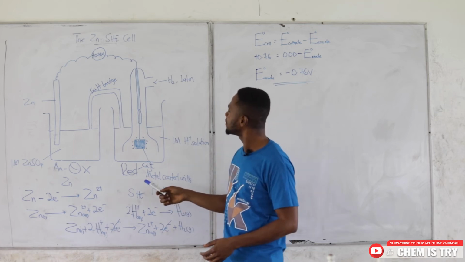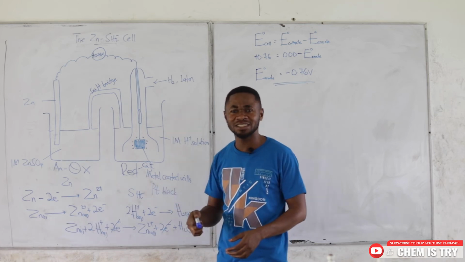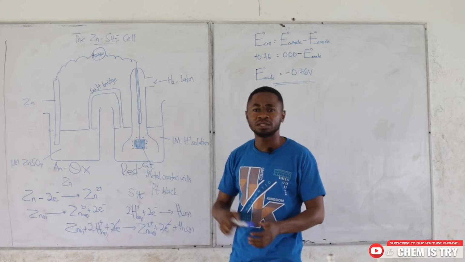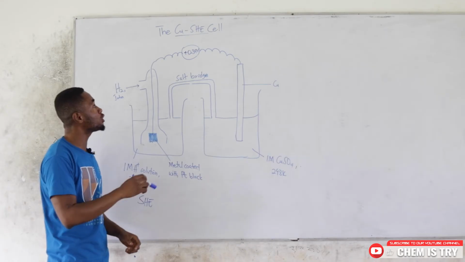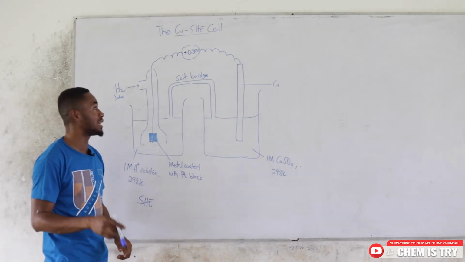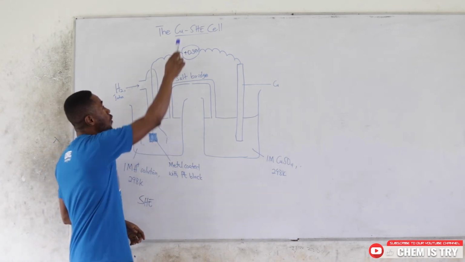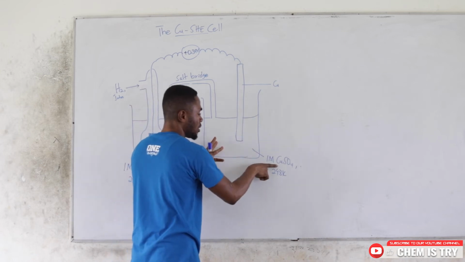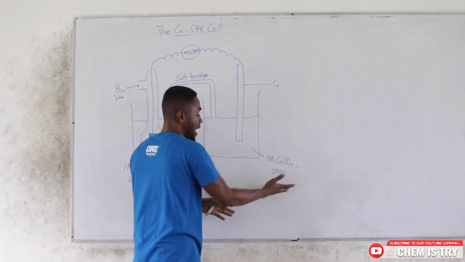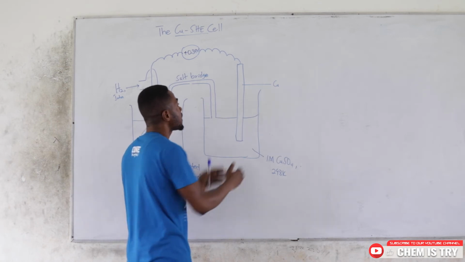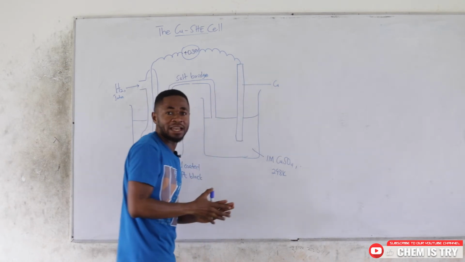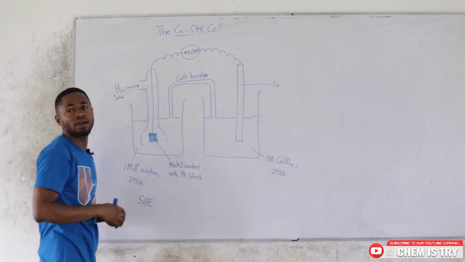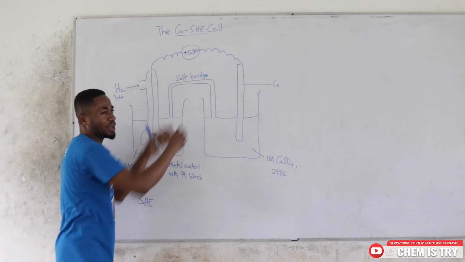What if the SHE becomes the anode? Let's look at another example, the copper SHE cell. We want to determine the standard electrode potential of copper. So we take a beaker, we fill it with 1 molar copper sulfate solution under a temperature of 298 Kelvin. Then we place our copper electrode inside. We hook it up to the SHE. Then we connect our salt bridge.